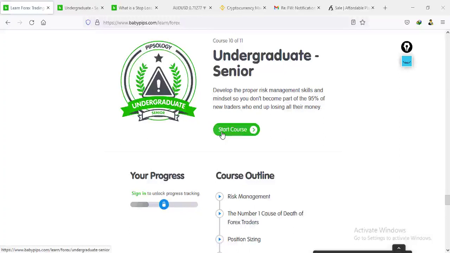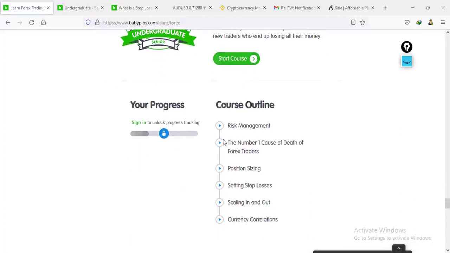For today we are still on course 10 of 11, Undergraduate Senior, and the course outline reads risk management, the number one course of forex traders. Position sizing, which we have discussed. But today we're going to be looking at setting stop losses.